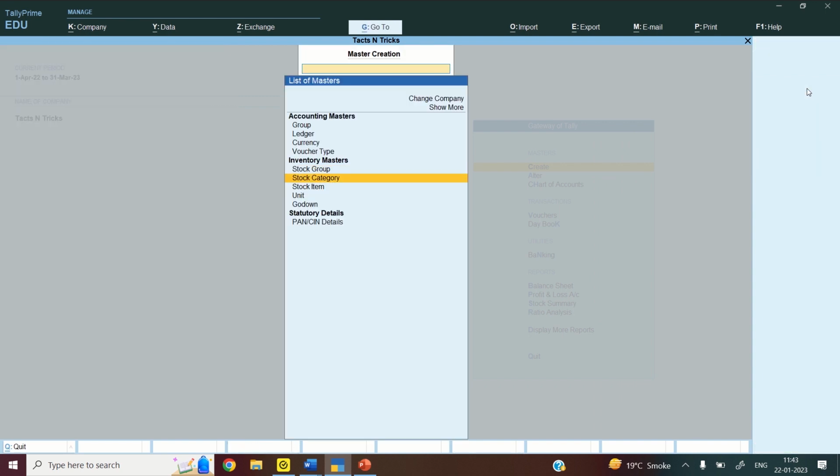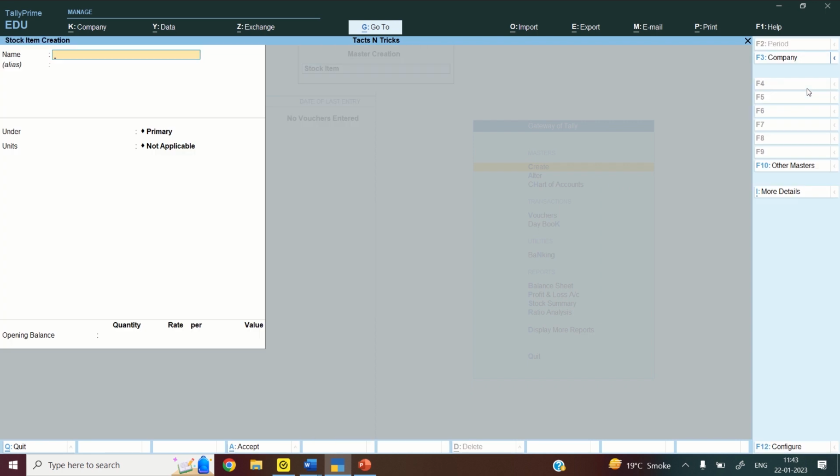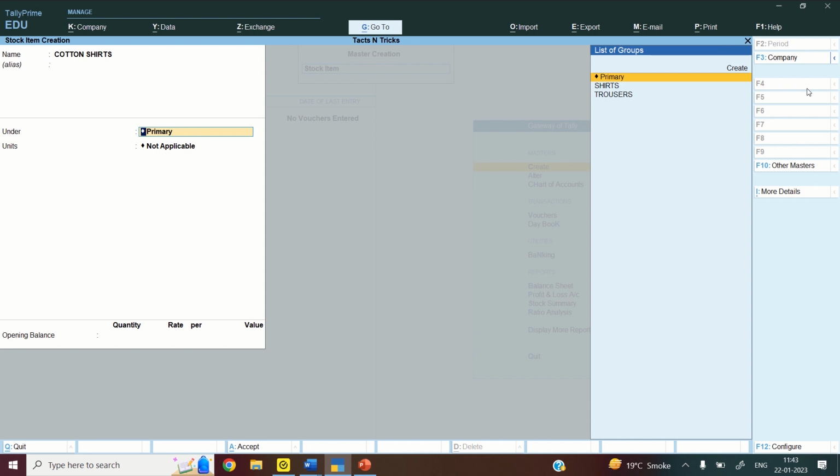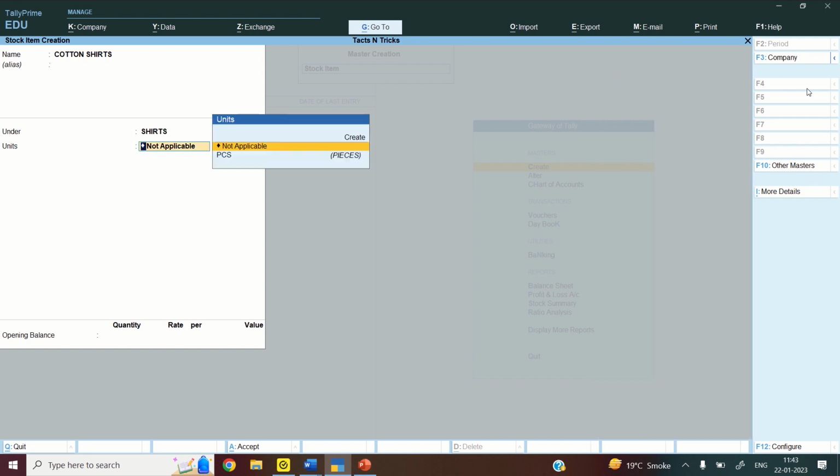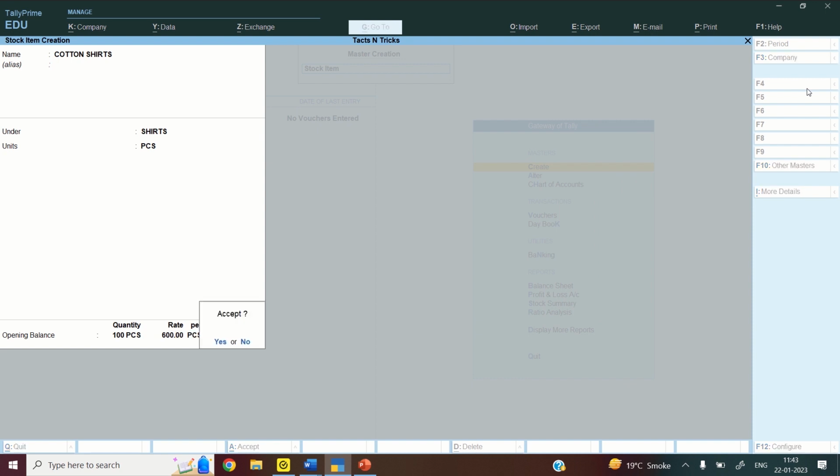And now the stock items. Now we have to enter each and every stock item which the company is dealing with. So number one, the company is dealing with cotton shirts, as the word cotton is repeated twice, for shirts as well as for trousers. So I will write whole cotton shirts so that it doesn't create confusion ahead. So cotton shirts, pieces. How many cotton shirts is it dealing with? 100 pieces. 600 rupees is the rate and the value will come itself.